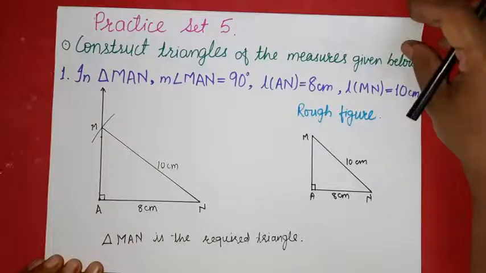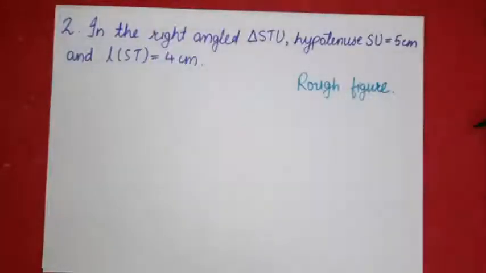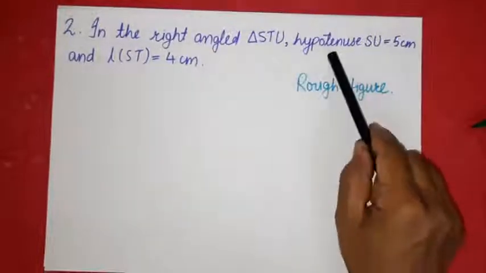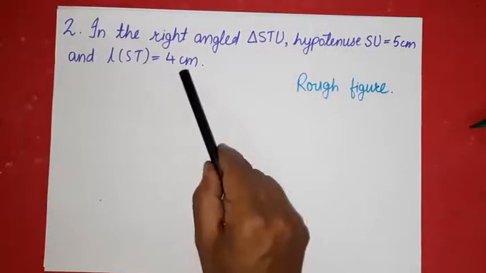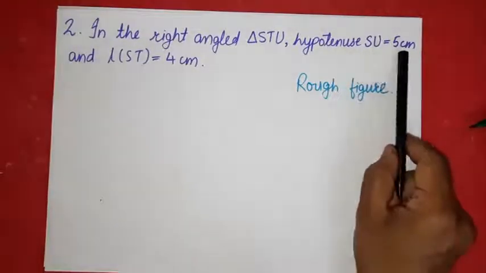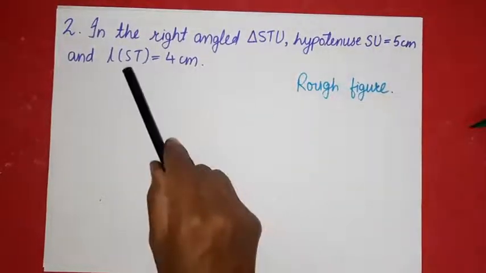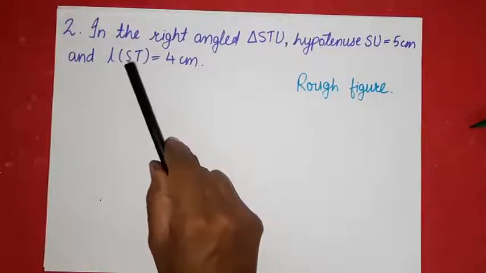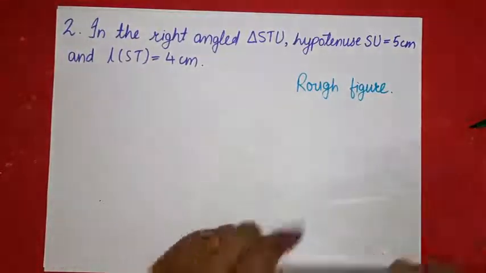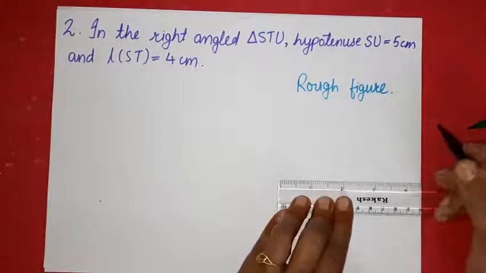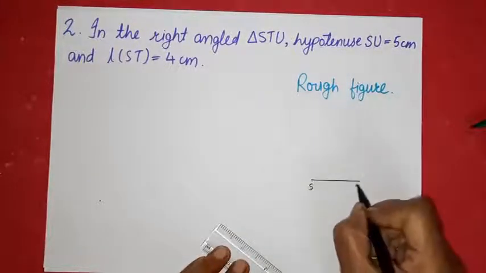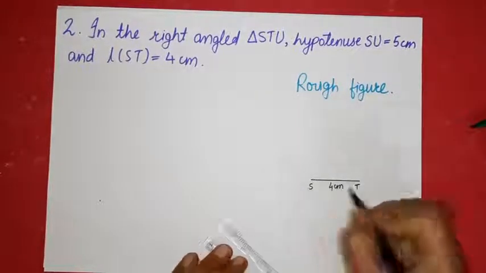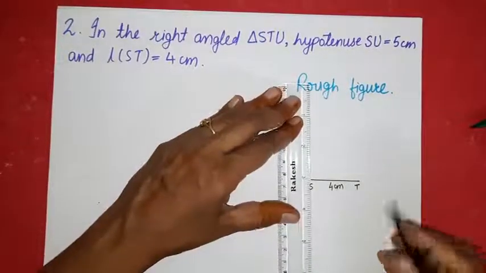Now let us move on to the next example. Now in right angle triangle STU, hypotenuse SU is 5 centimeter and length ST is 4 centimeter. So here the hypotenuse is given, SU as 5 centimeter, and this is the side forming the right angle. So we will take this as the base. So first we will draw segment ST as the base. Give the name here ST. It is of 4 centimeter. So we will write here 4 centimeter.